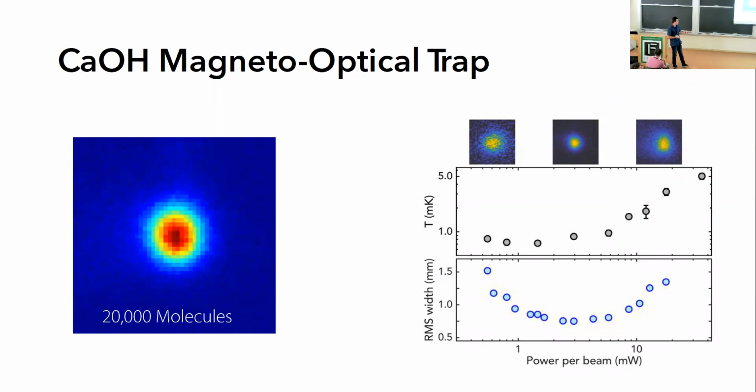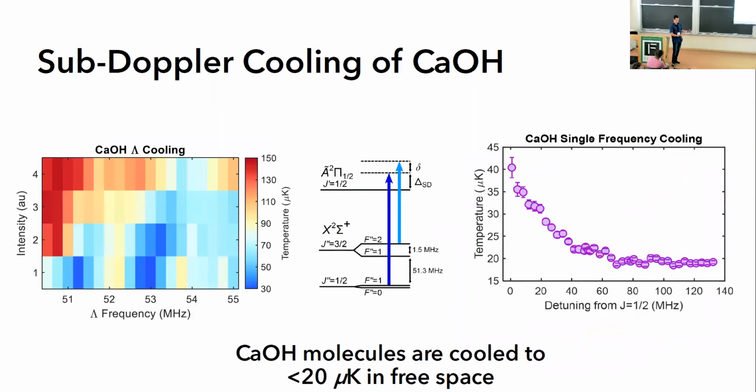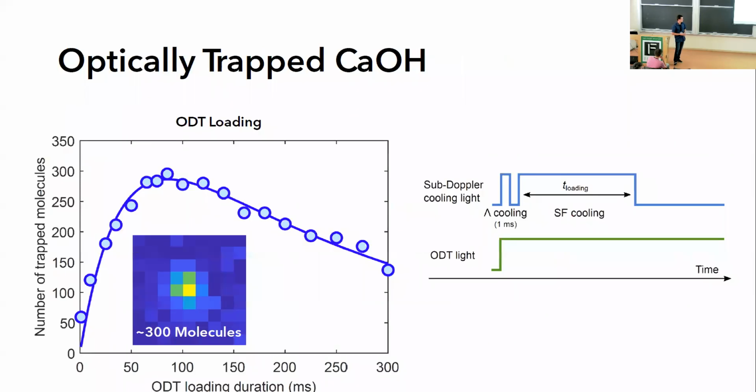We can load them into a magneto-optical trap. We can also then perform sub-Doppler cooling of these molecules. And we see that the same lambda cooling techniques I talked about earlier actually remain quite effective in these molecules, even though you have many additional states nearby. So we're able to cool the molecules down to about 20 microkelvin or so here in free space.